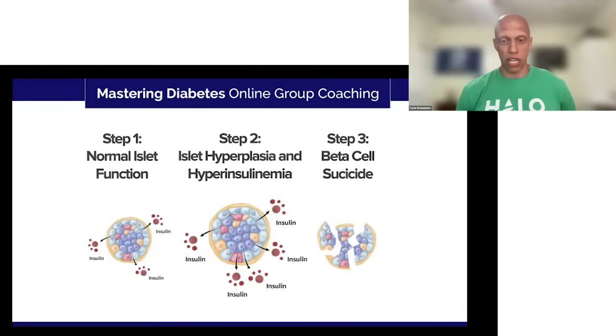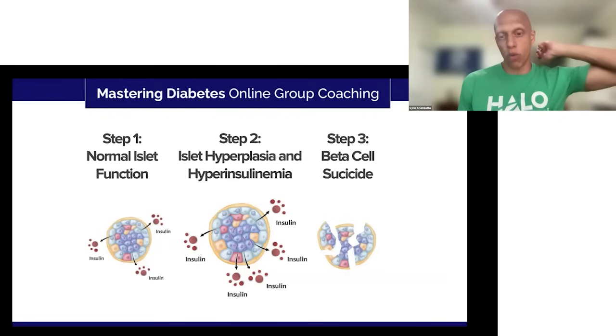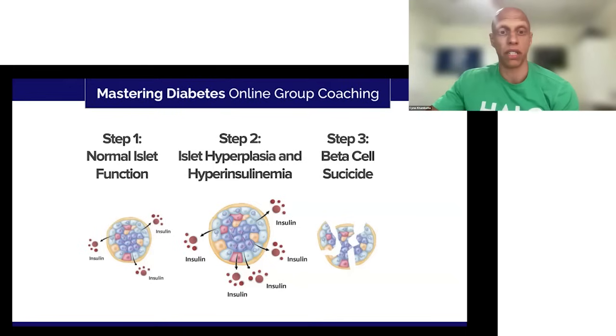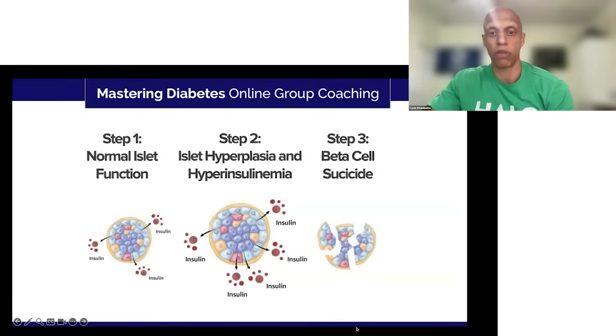When they commit suicide, this is a huge problem because this is a one-way street. As soon as they commit suicide, these cells are non-recoverable. You cannot make more beta cells. Scientists are working on ways to manufacture more beta cells, but it's not a given. And so we want to try and avoid this as much as possible.